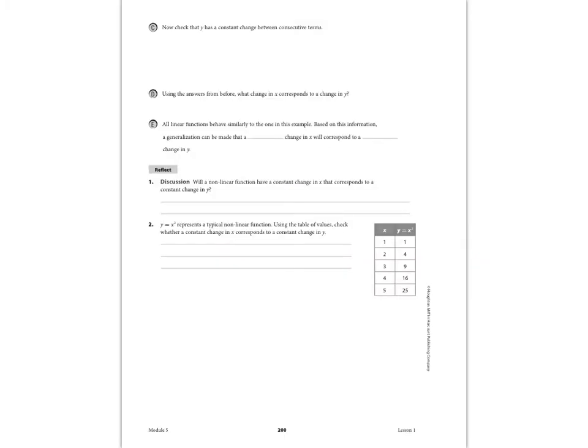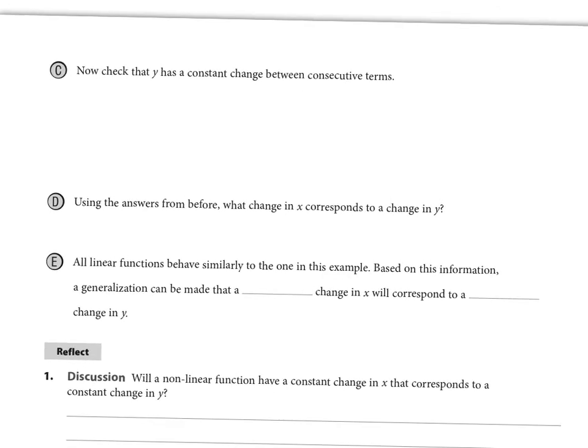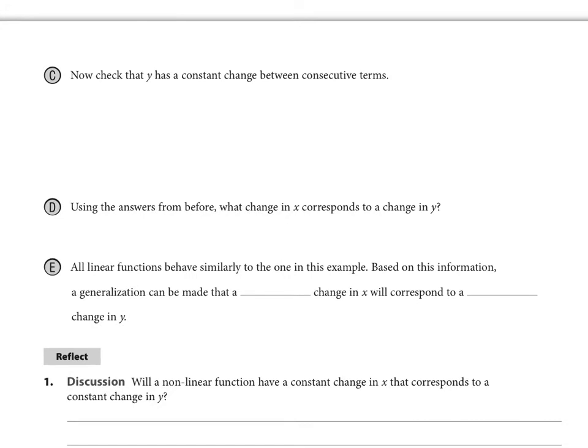On part C, now check that y has a constant change between consecutive terms. So our terms are outputs, if you remember that from arithmetic sequences. And those are the terms 210, 420, 630, 840, and 1050. We had a term for this when we dealt with arithmetic sequences. We called this the common difference, right? If I want to figure out what my pattern is, I'm adding 210 every single time.